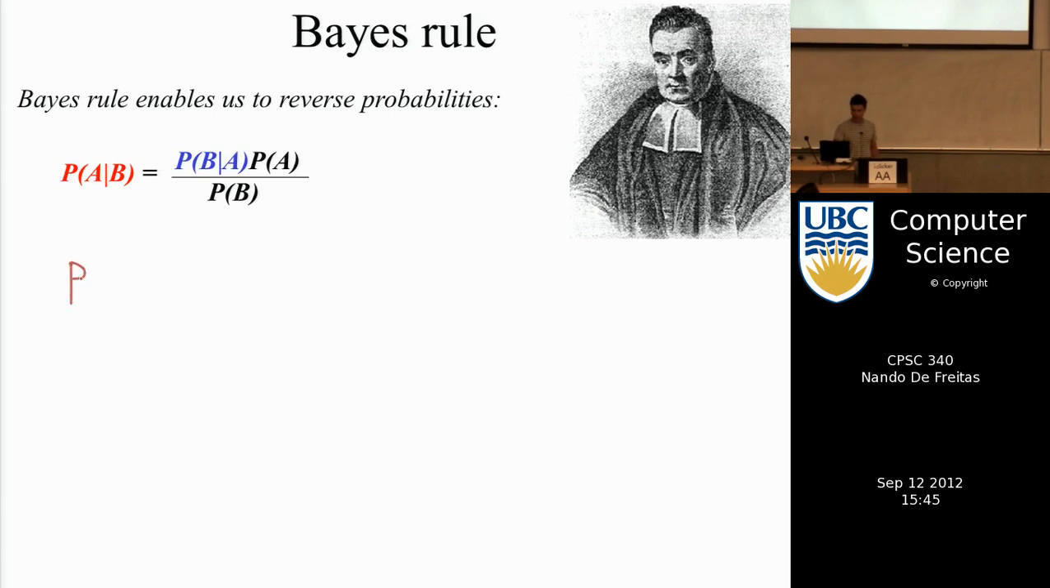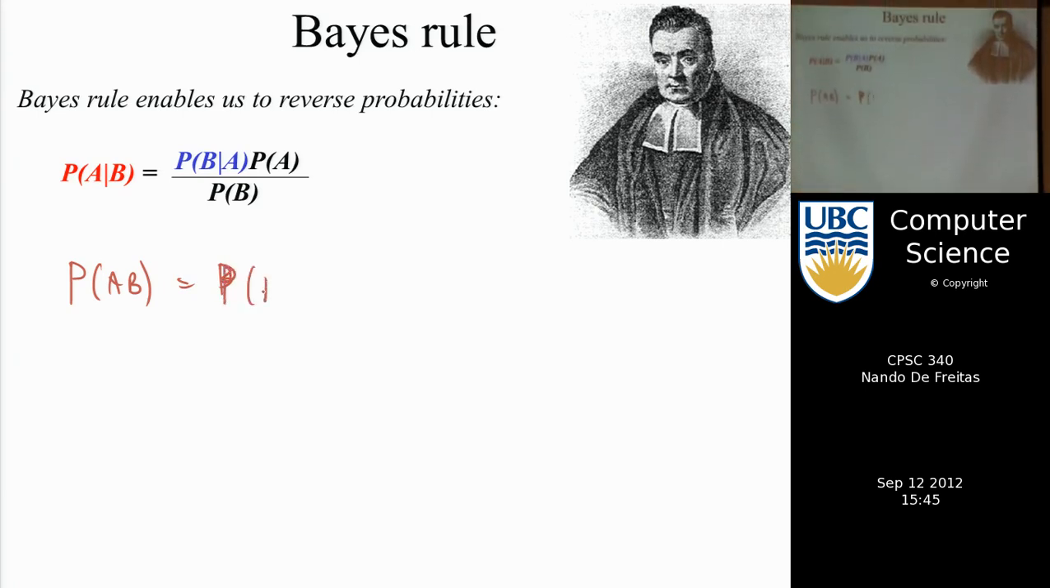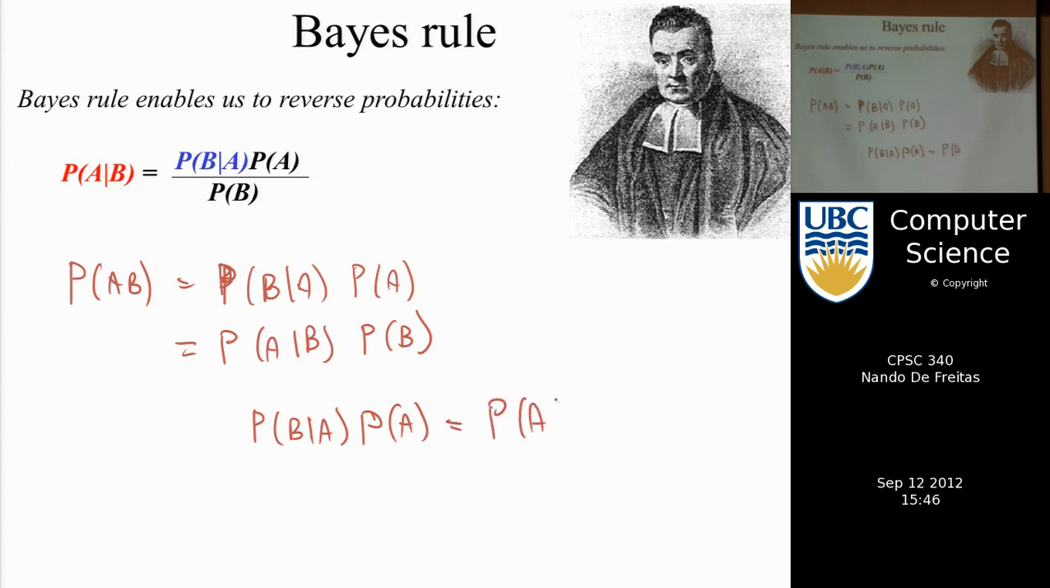It follows from the following principles. P of A and B is equal to P of B given A times P of A. But we also, in the last class, said that this is the same as P of A given B times P of B. And so because these two are equal, P of B given A times P of A is equal to P of A given B times P of B. And so the statement follows. So it's very easy to derive Bayes' rule.